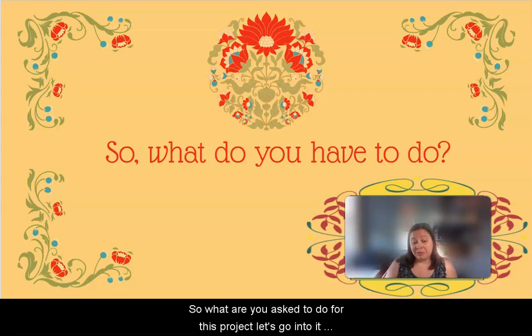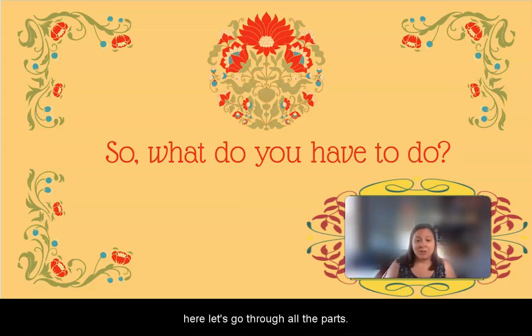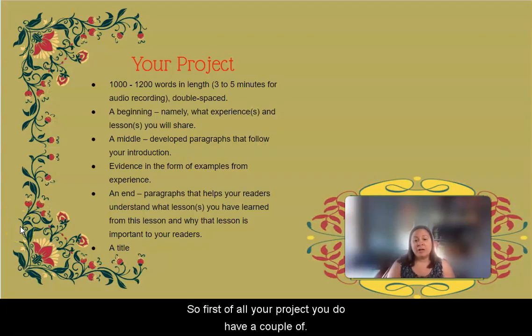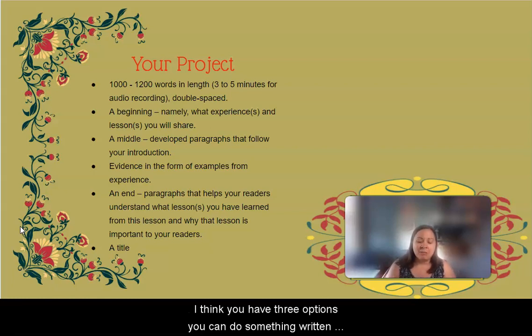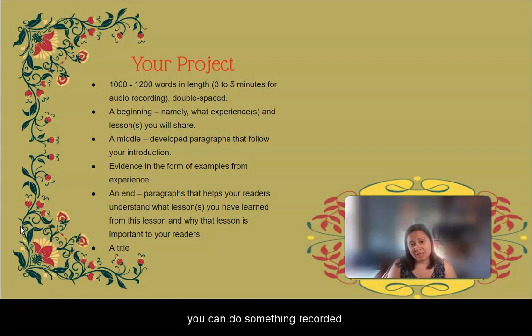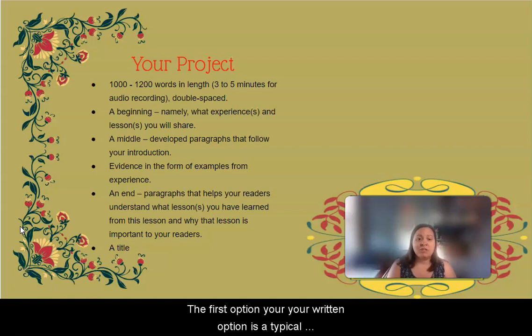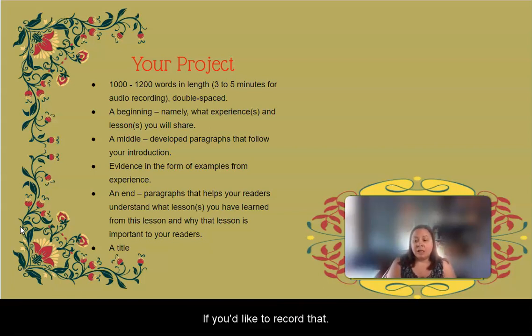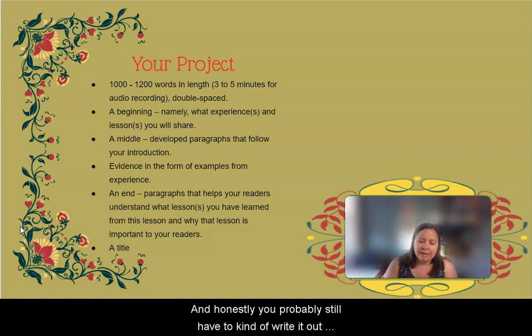So what do you have to do for this project? Well, let's go through all the parts. So first of all, for your project, I think you have three options. You can do something written, you can do something recorded. The first option, your written option, is a typical story or essay, a narrative, 1,000 to 1,200 words in length, double spaced. If you'd like to record that, and honestly, you probably still have to write it out a little bit so you know what you're saying, it should be approximately a 3 to 5 minute audio recording.